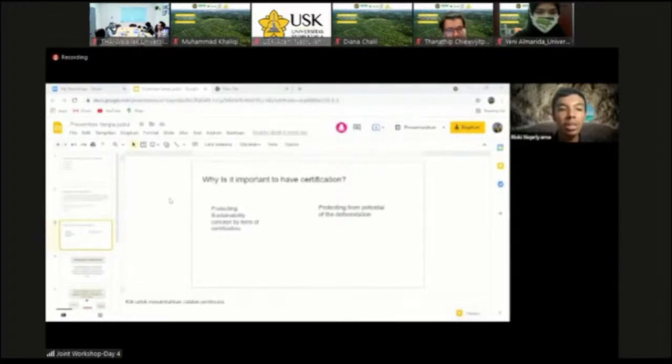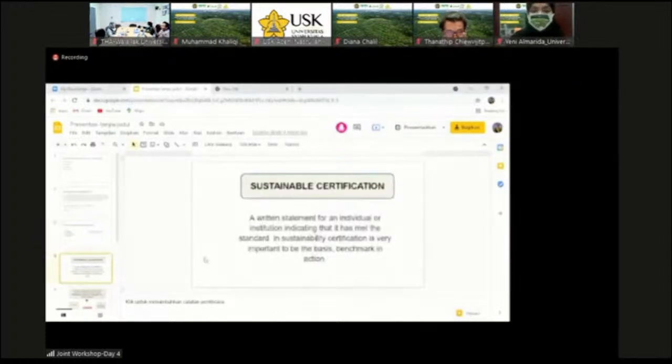Okay, the next part will be delivered by Yeni on the concept of sustainable certification. Okay, thank you, Rizky, for the change for me. So let's talk about sustainable certification. A certification, as we know, is a written statement for an individual or institution indicating that it has met the standard. And sustainability certification is very important as the benchmark basis in action.